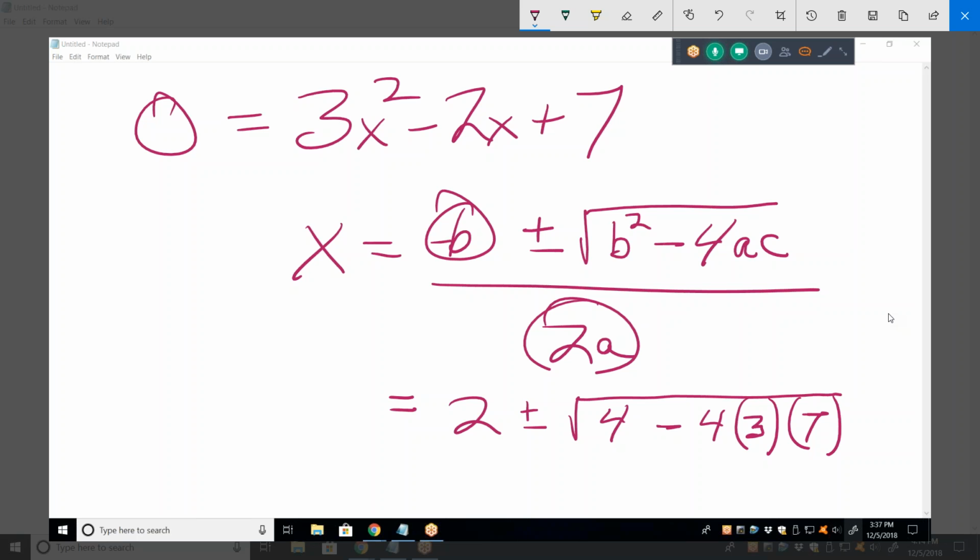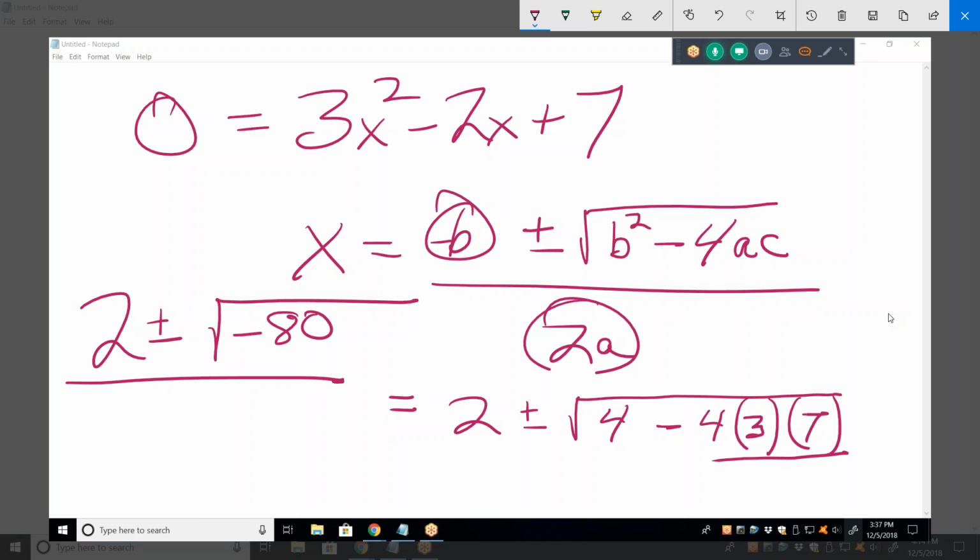Now, the way to go from here is to always do that next. Those 3 numbers, not including the negative sign. So what's 4 times 3 times 7? 84? Correct. So it's 4 minus 84, right? Which is minus 80. All over what? What's 2A? 3 or 6. Okay. Now, there's a lot we need to do to this to simplify it.